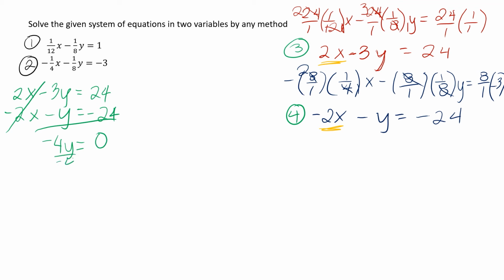So divide by negative 4. 0 divided by anything is just 0. So y equals 0.